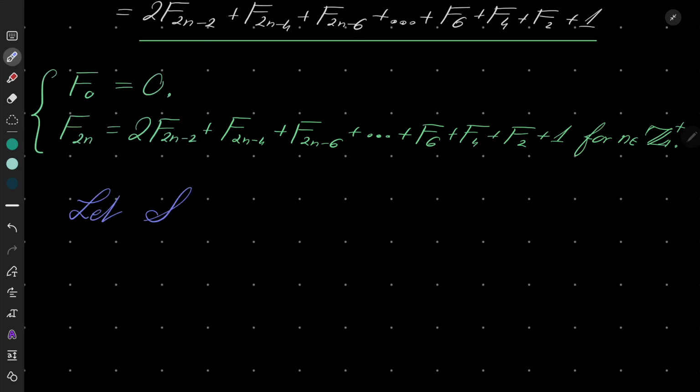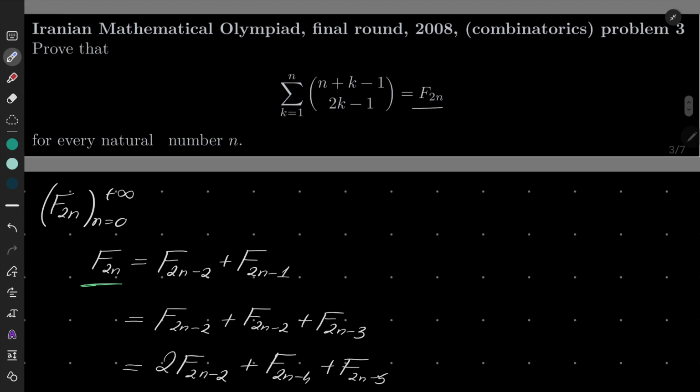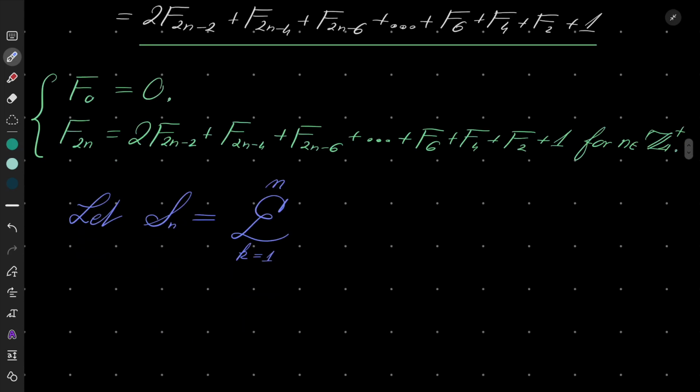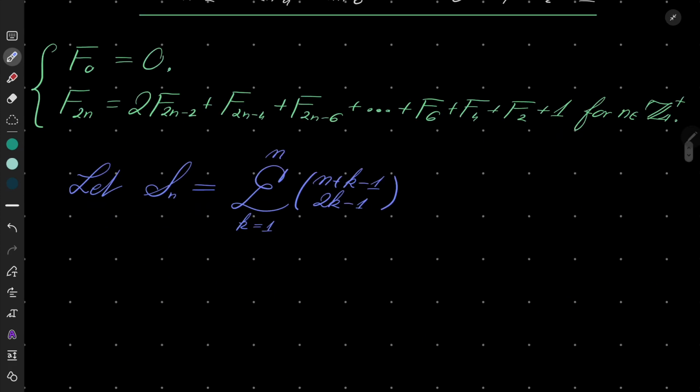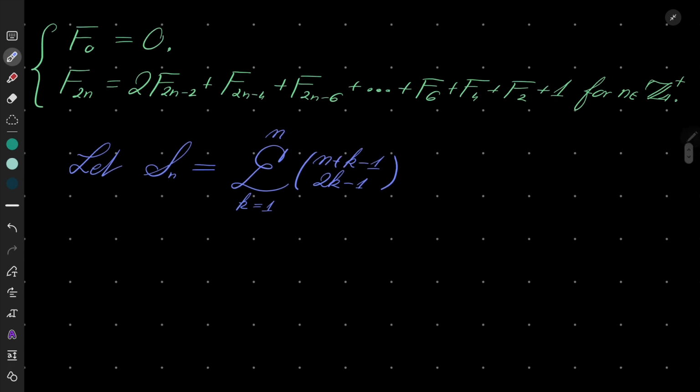So let S of n equal the sum from k equals 1 to n of n plus k minus 1 choose 2k minus 1. And I will show that exactly the same relationship is satisfied for every natural number starting from 0.